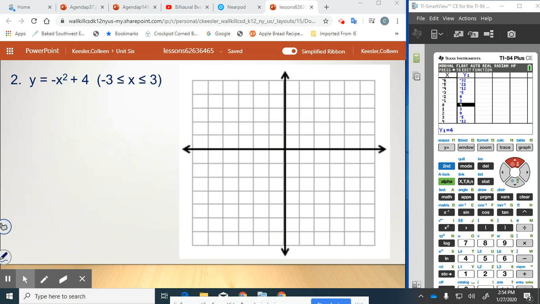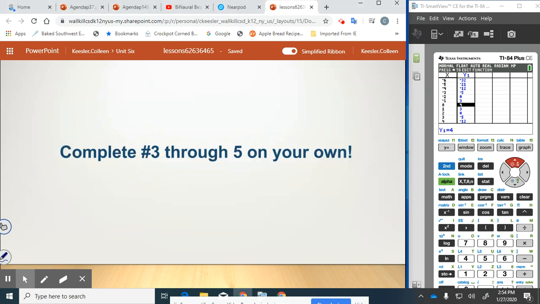Number 4, oh, you're going to complete 3 through 5 on your own. Actually, 4 through 5 on your own. I did 3 with you. All right, so again, using that same idea, see if you can come up with the vertex. Tell me whether it's a maximum or a minimum, and then state the axis of symmetry and the range as well.